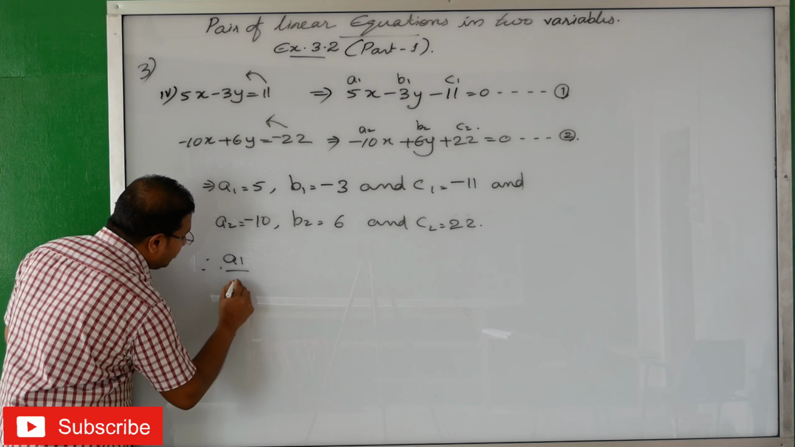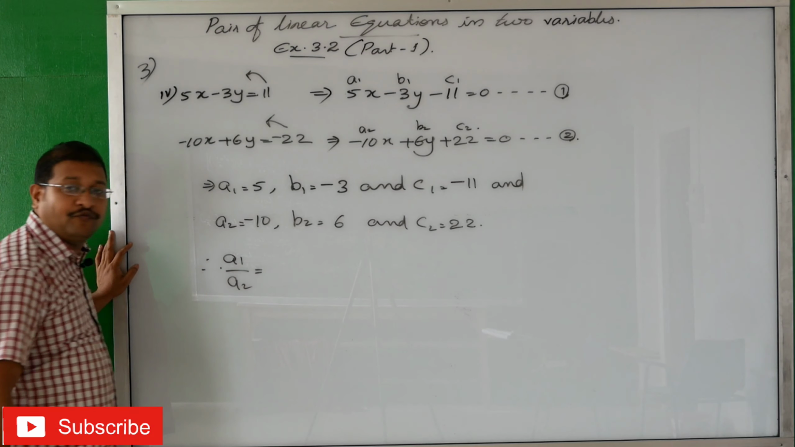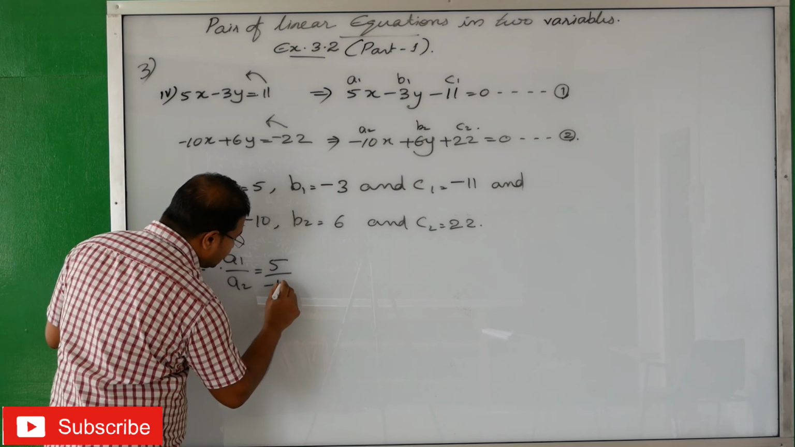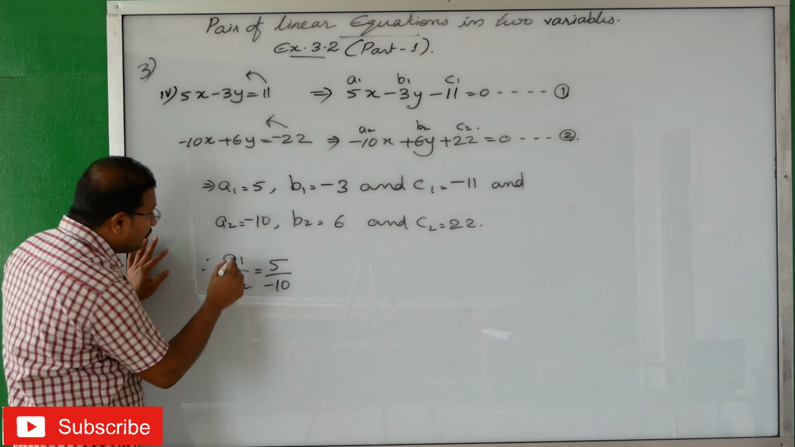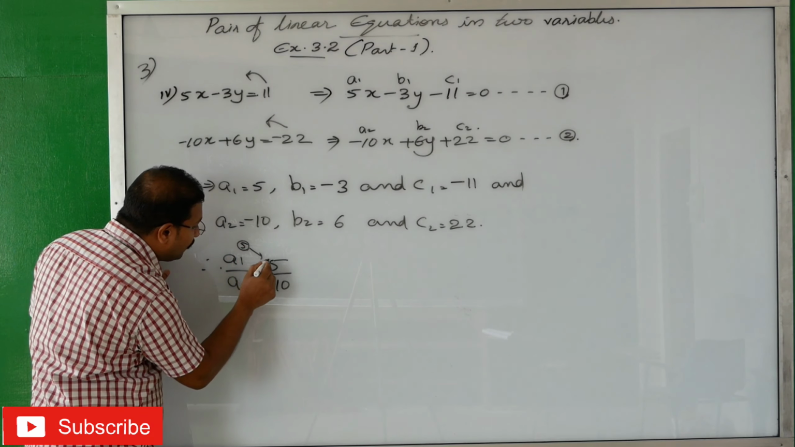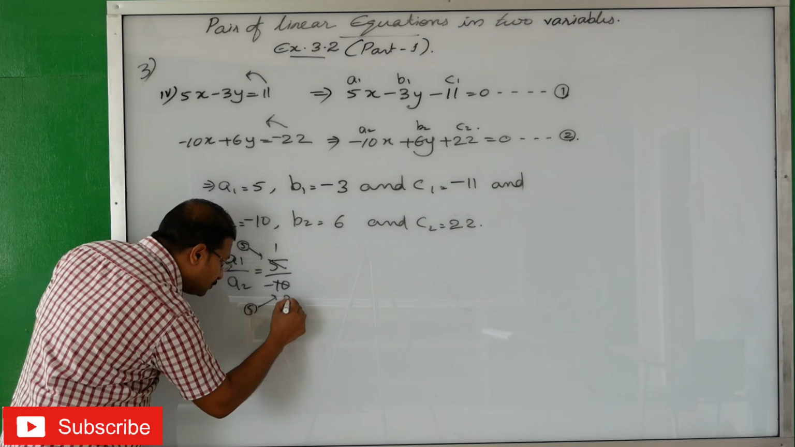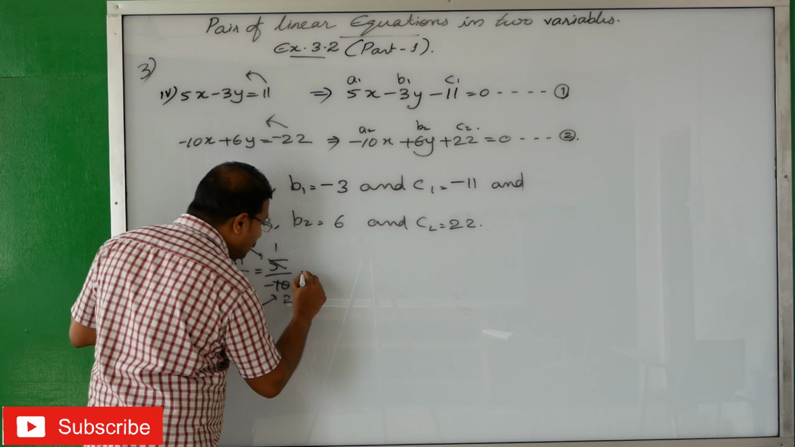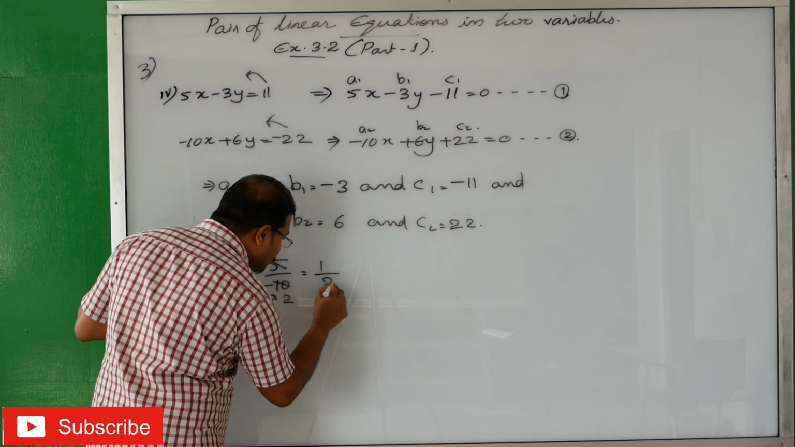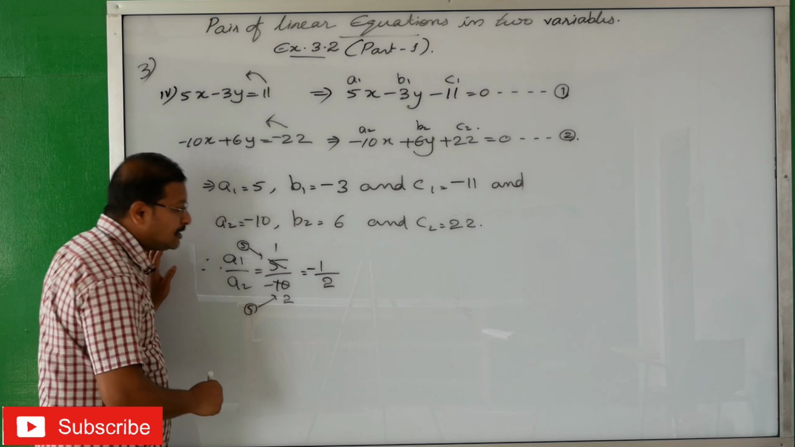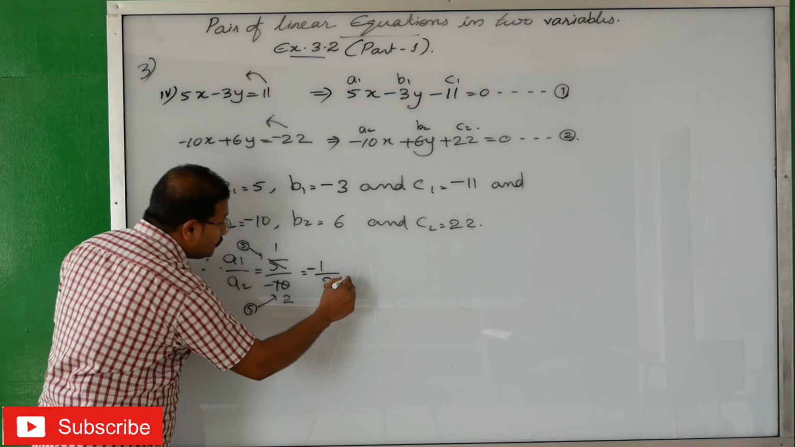First we'll find out A1 by A2. What is the value of A1? A1 is 5, so 5 by minus 10. Ready? Now we will cancel by 5. 5 ones are 5, and when you cancel by 5, 5 twos are 10. So we got 1 by 2. But here there is one minus, isn't it? So we write it in the numerator, that is minus 1 by 2.